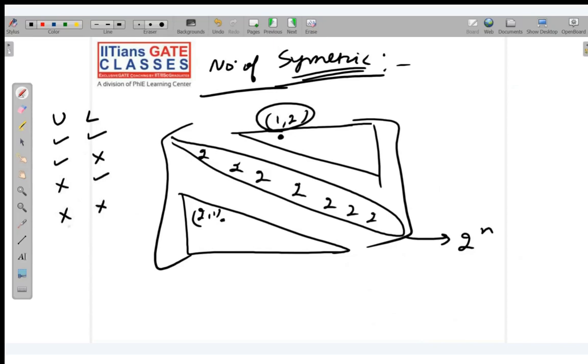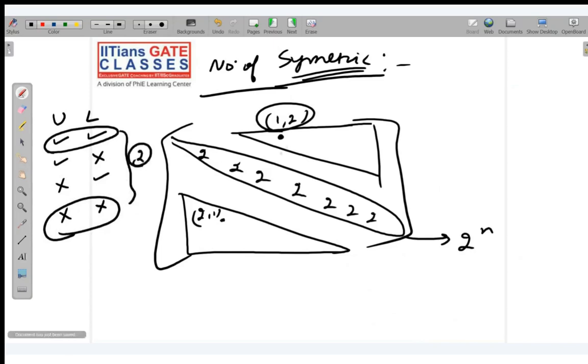Both are absent, that is allowed. So this is allowed and this is allowed. So how many possibilities are these? 2 possibilities. So 2 possibilities for each element: you have to take either the upper triangular region or the lower triangular region. So how many elements will be there in the upper triangular region?